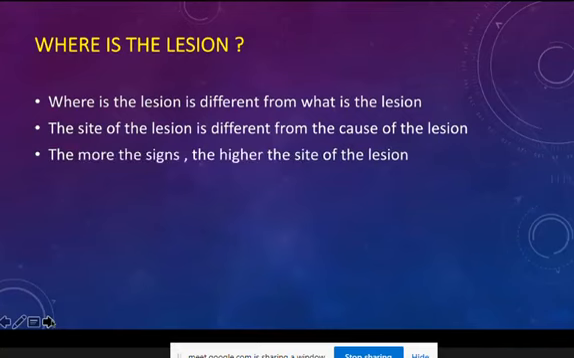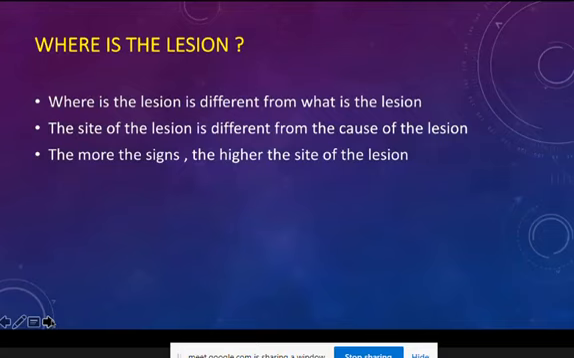Number three, the more the signs, the higher the site of the lesion. If you have a patient who's got too many signs, the lesion is higher. For example, a patient with spastic paraparesis, and you had 4 signs in the legs: weakness, hypertonia, increased reflexes, and upgoing plantars. These 4 signs. If you add a sensory level, 5 signs, that means the lesion is a little bit higher.